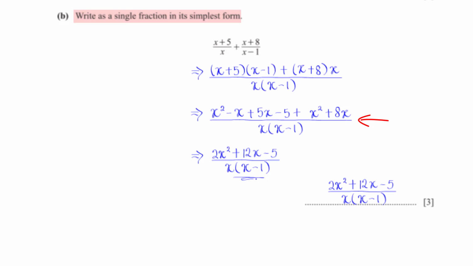When we further simplify the numerator, x squared plus x squared gives us 2x squared, minus x plus 5x plus 8x gives us 12x, minus 5, divided by the denominator, which is x times x minus 1. And so our final answer is 2x squared plus 12x minus 5 divided by x times x minus 1.